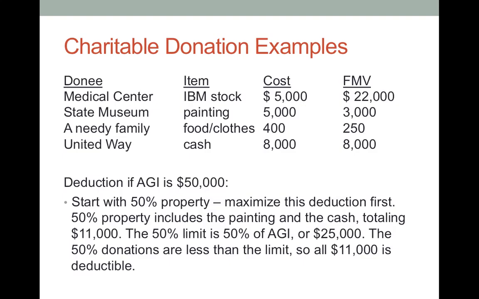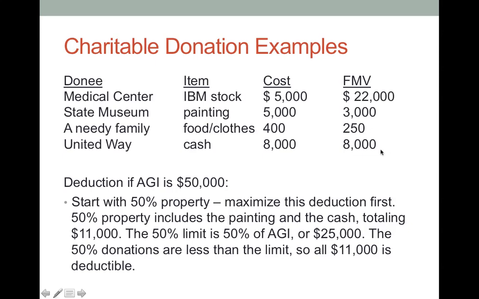So the next scenario for this problem is what if the taxpayer's AGI is $50,000 instead of $100,000? So we're reducing the taxpayer's AGI. We're going to attack it the same way. We're going to start with the 50% property and maximize our deductions for our 50% donations. Again, in this scenario, our 50% donations are the cash and the painting.